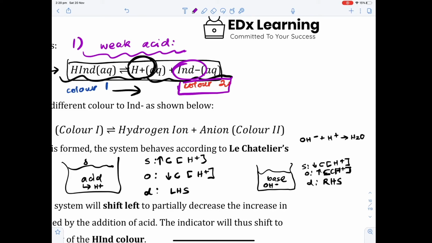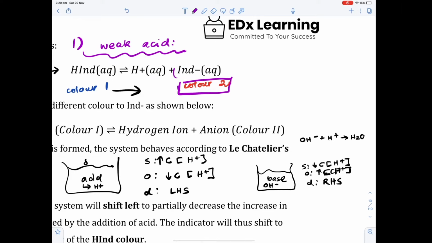The principle here is most indicators are weak acids. Because they're weak, they form an equilibrium. And the second most important thing you have to remember is the ionized and the unionized form of that indicator have two different colors. What do I mean when I say the ionized form of the indicator? Not quite. Ionized means it's an ion, which means it has a charge. So this is the ionized form of the indicator. This is the unionized form.